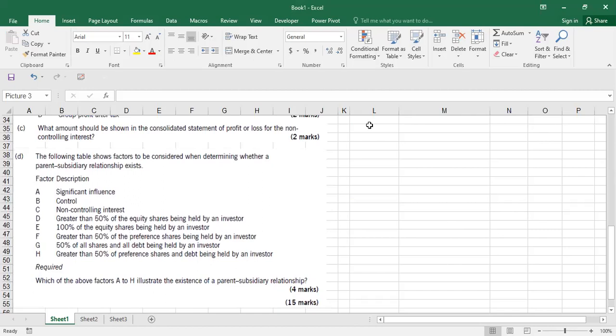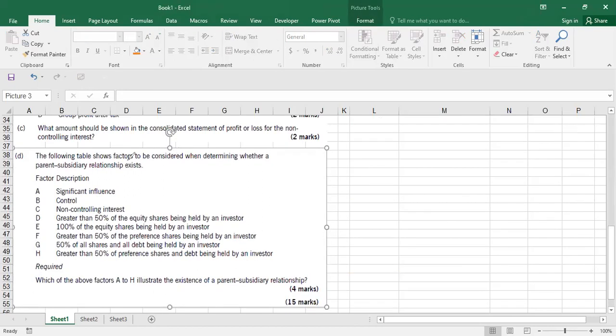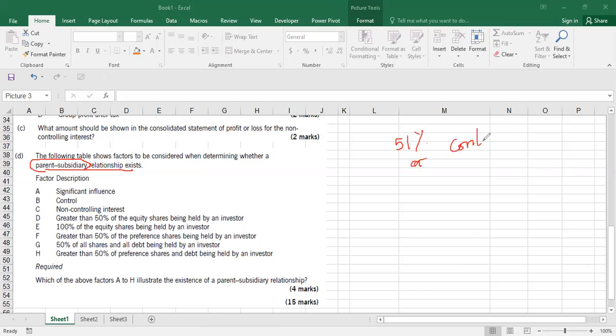and part D it says the following table shows factors to be considered when determining whether a parent subsidiary relationship exists or not. So significant parent and subsidiary. And now you remember it was the first one. Parent subsidiary means where either you have more than 51% or basically you need to see if you have got control or not. Control. So control we are looking for. Significant influence is not control. Okay. This is control. Control. Non-controlling interest. This is one of the factors.